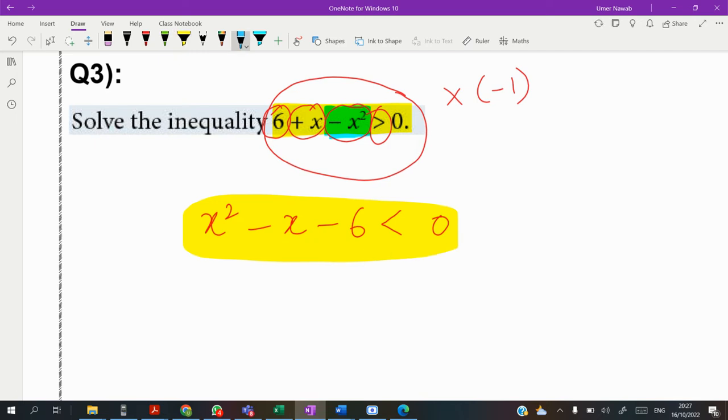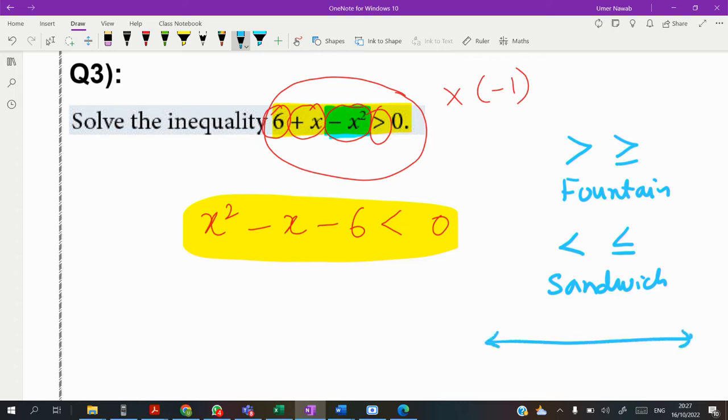Now, as you can see in my last part, when we have a greater than sign or greater than or equal to, we get a fountain type of answer. And if you have less than or less than or equal to, you always get a sandwich answer. Sandwich means when you draw the inequality, when the two critical points are found, this is basically the region which is satisfying. That's why I said less than or equal to is always giving you a sandwich answer.